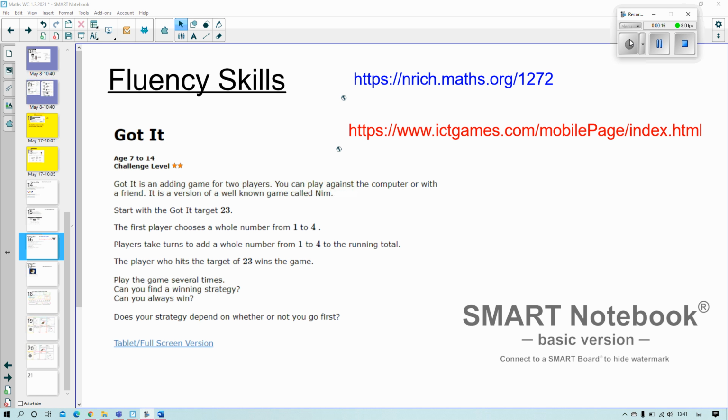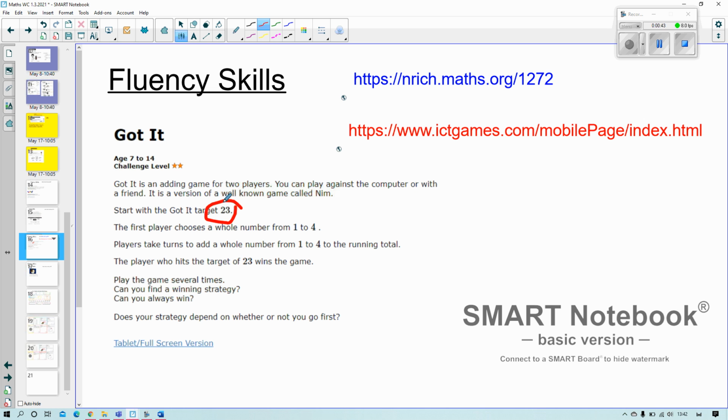So I'm going to share with you two different games and then I'm going to put some sheets together with all different sorts of fluency activities that you can play at home. So the first one is called Got It. Now you can use a target number that you like, but a good one to start with here is 23. As you have a go at the game, you can decide whatever you like.